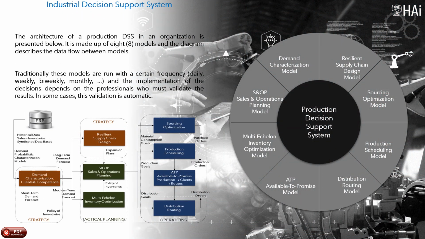Industrial Decision Support System. The architecture of a production DSS in an organization is presented below. It is made up of 8 models, and the diagram describes the data flow between models. Traditionally, these models are run with a certain frequency: daily, weekly, bi-weekly, monthly, and the implementation of the decisions depends on the professionals who must validate the results. In some cases, this validation is automatic.